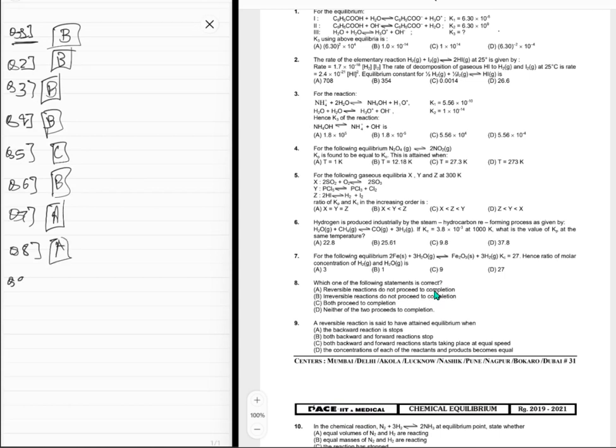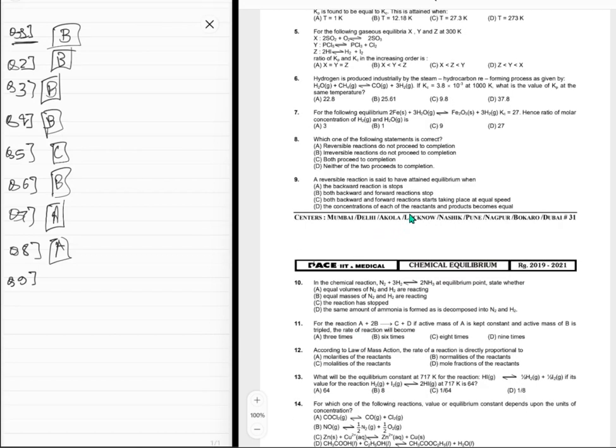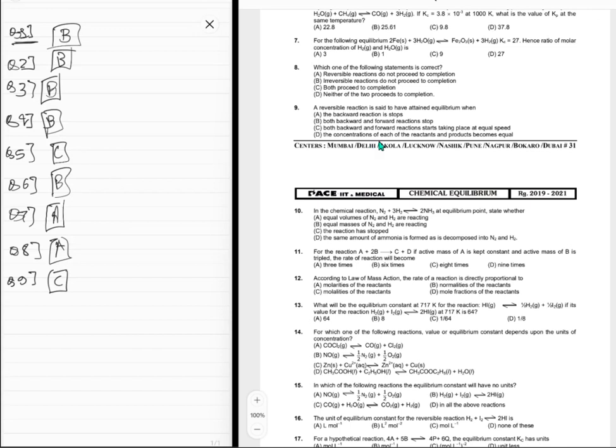Question number 9. A reversible reaction is said to have attained equilibrium when the backward reaction stops. No. Both backward and forward stop? No, none of them stop. They just have equal speeds. So C is correct. So D is definitely wrong, because concentrations being equal is not necessary.